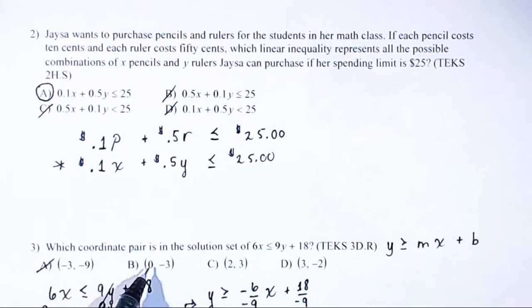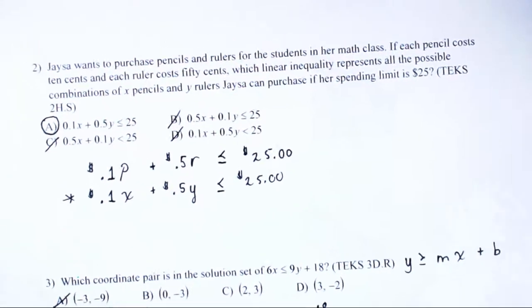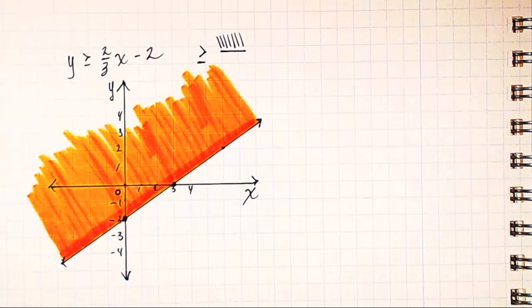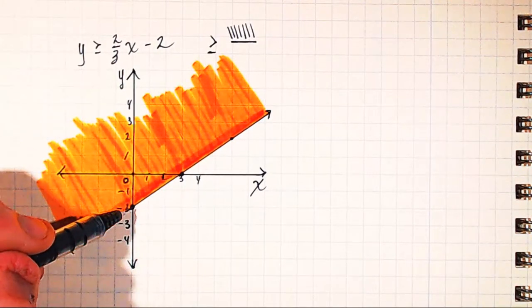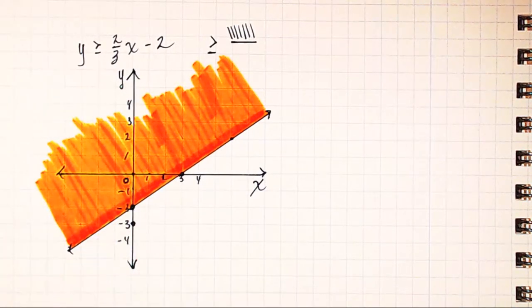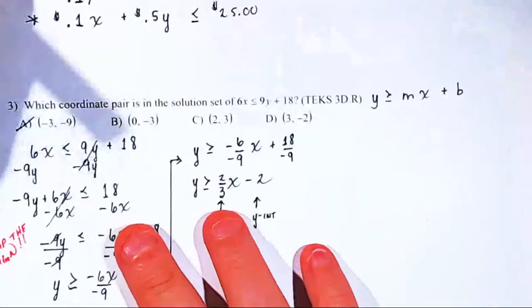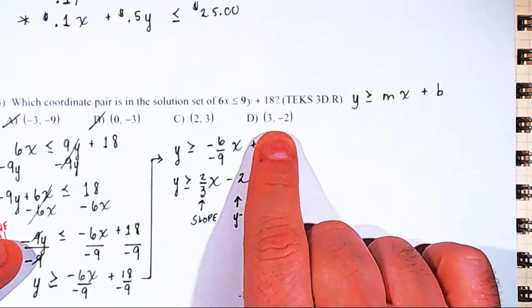All right, let's look at answer choice B, 0, -3. So that's x is 0, y is -3. So let's graph that point. X is 0, y is -3, -1, -2, -3. There's that point right there. Again, that is not in the shaded region of the graph, so B as an answer choice can't work.